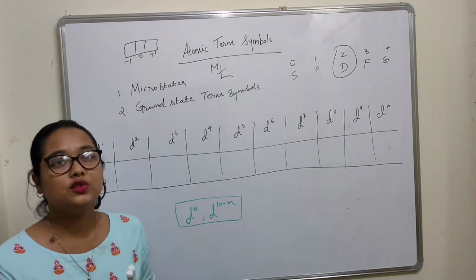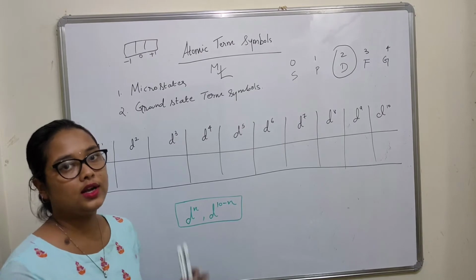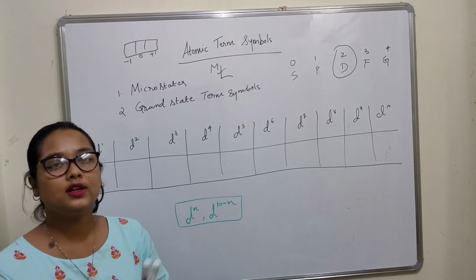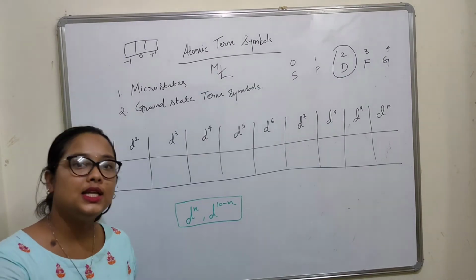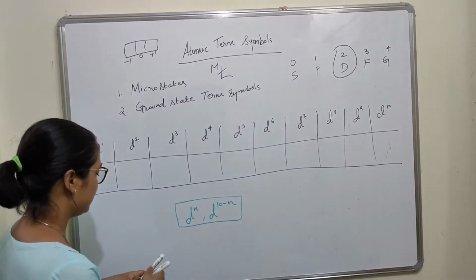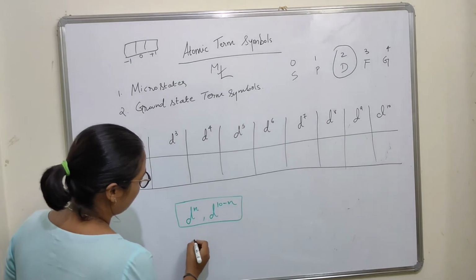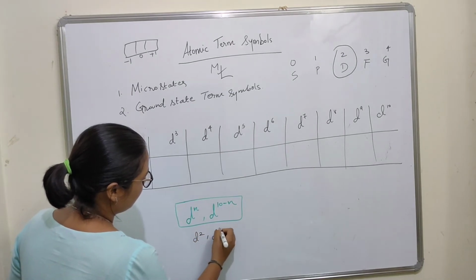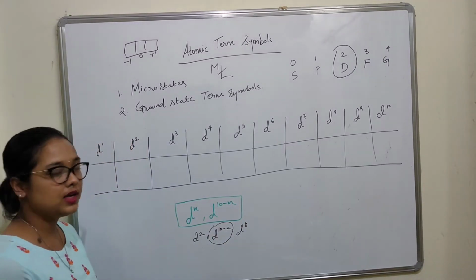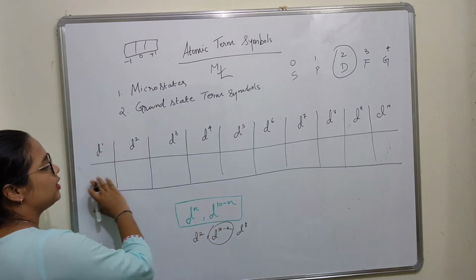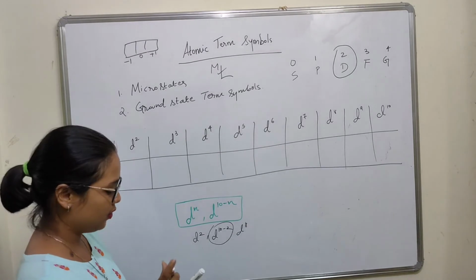Okay, so once you find the symbols from D1 to D5, then the set of atomic term symbols is going to repeat itself. Like D6 and D4, D3 and D7, they are going to repeat. Okay, so as I said, suppose I take D2, then D10 minus 2, that is D8, is going to be similar. So that's why you have to know how to find the atomic term symbols initially, and then they are going to repeat themselves.